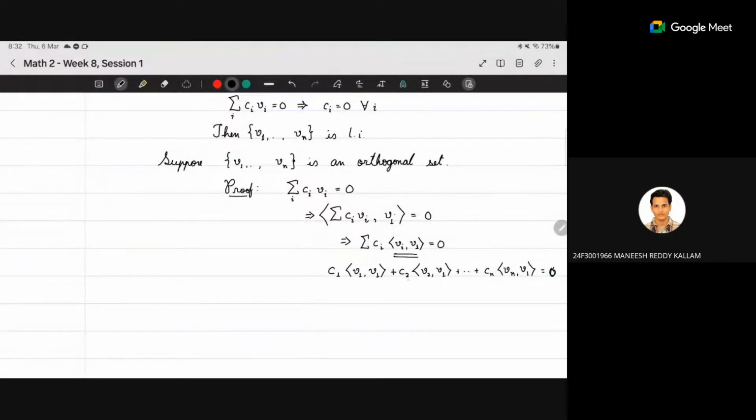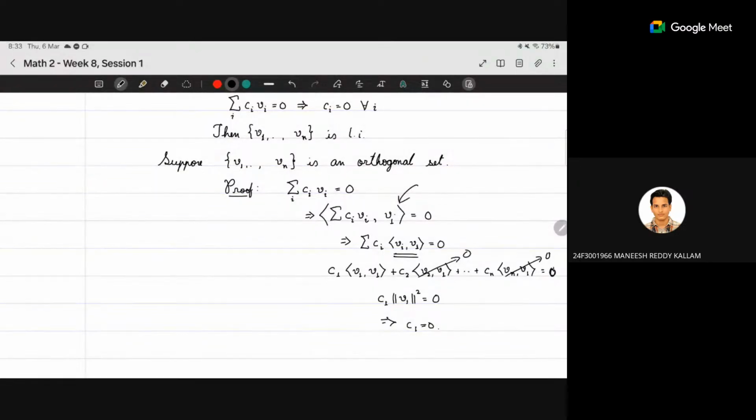But what happens is this is 0. Why? Because it's an orthogonal set. Everything else is 0 also because it's an orthogonal set. The inner product of V1 with any other Vi other than V1 itself, that is 0. So the only term that survives is actually C1 times norm of V1 squared is 0. But norm of V1 squared is not 0 because this is an orthogonal set. By definition, when you say orthogonal set, you will not include 0 vectors in it. Okay. So this would imply that C1 is 0.